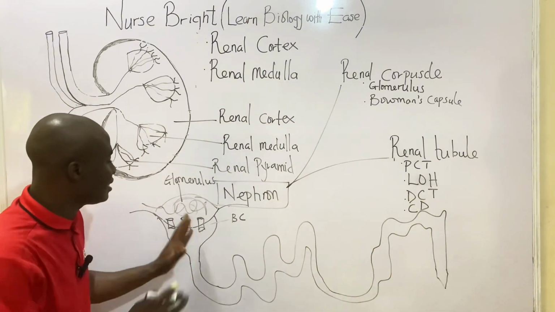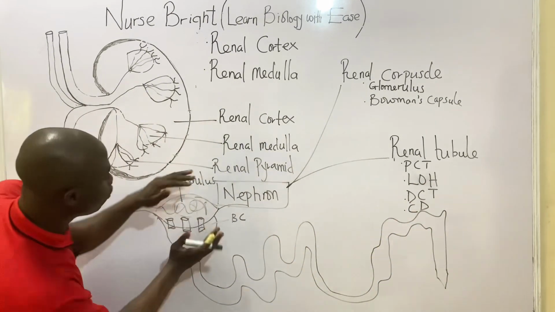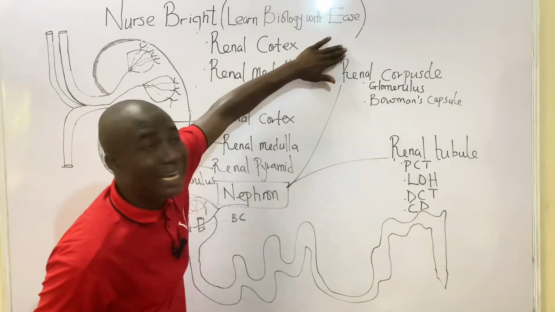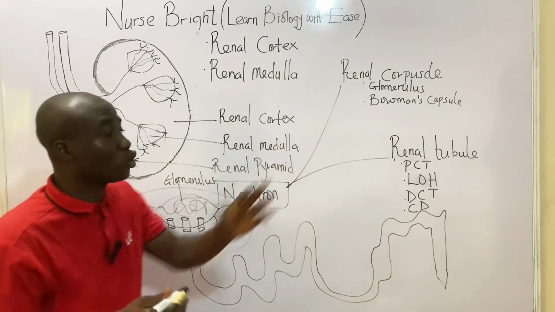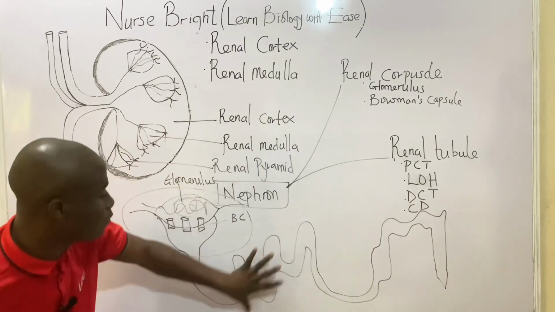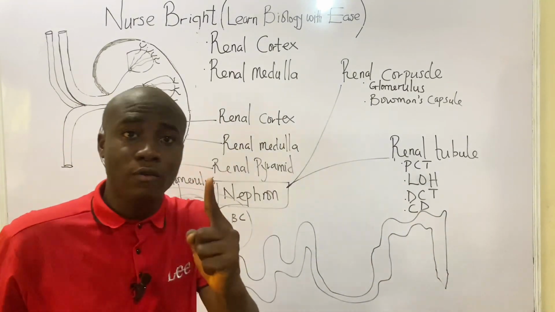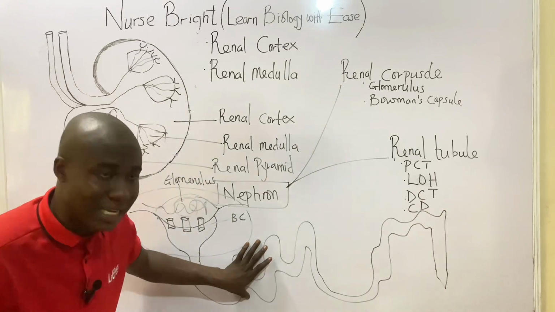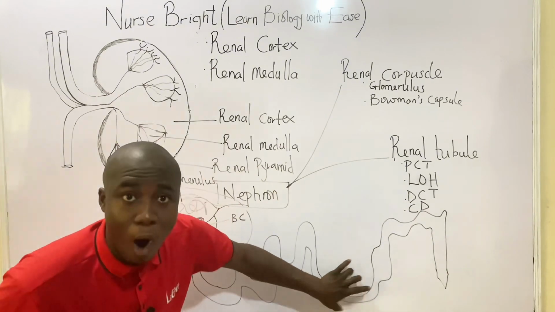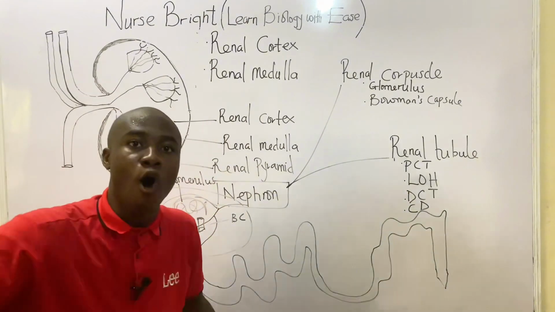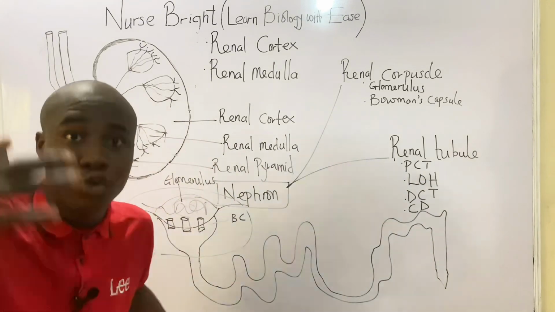Now, after the substances that have been filtered enter the Bowman's capsule, this first part of the nephron is called the renal corpuscle. This first part of the nephron is called the renal what? Corpuscle. So after that, it goes to this part of the nephron, and this part is called PCT. And what's PCT? Proximal convoluted tubule. So this stuff you are seeing that is a little longer is called the loop of Henle. The loop of Henle helps with urine concentration, because you already know that the kidney helps to produce urine.